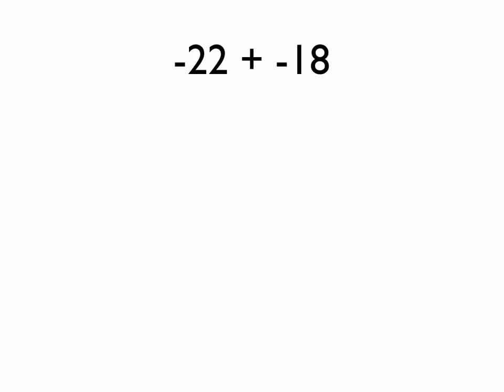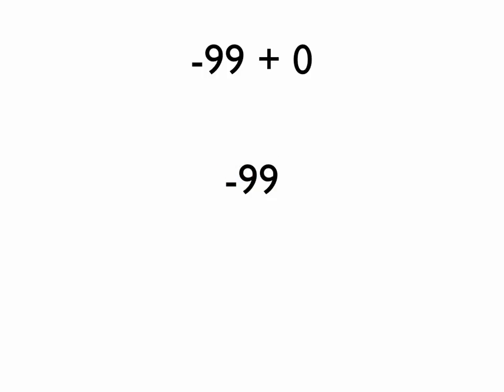Let's try another one. Go ahead and pause it. Alright, the answer is -40. Hopefully you didn't get tricked because they're both negative, so they're on the same army. They're going to combine to one big negative army. Alright, go ahead and pause it. And the answer is 32. Next problem. Go ahead and pause it. And the answer is, hopefully you didn't get tricked, -99.